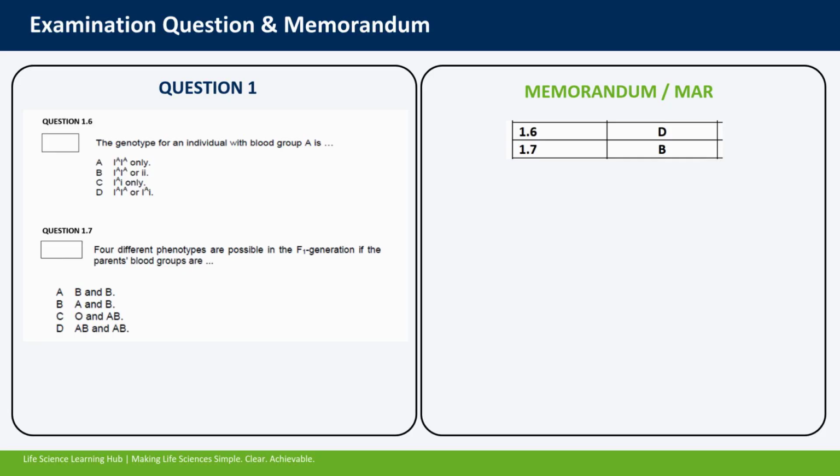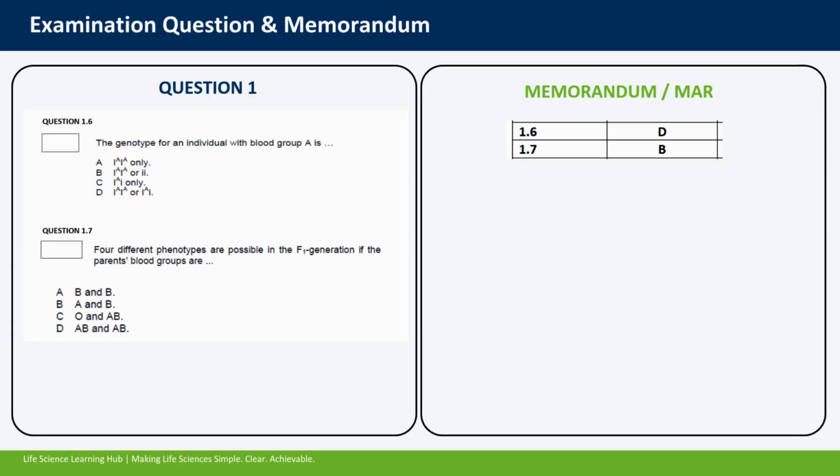Option C says IA only, IA small i only, which again is an incomplete genotype. And then option D says IA IA or IA small i. And that is the correct option because both of those genotypes produce blood group A.